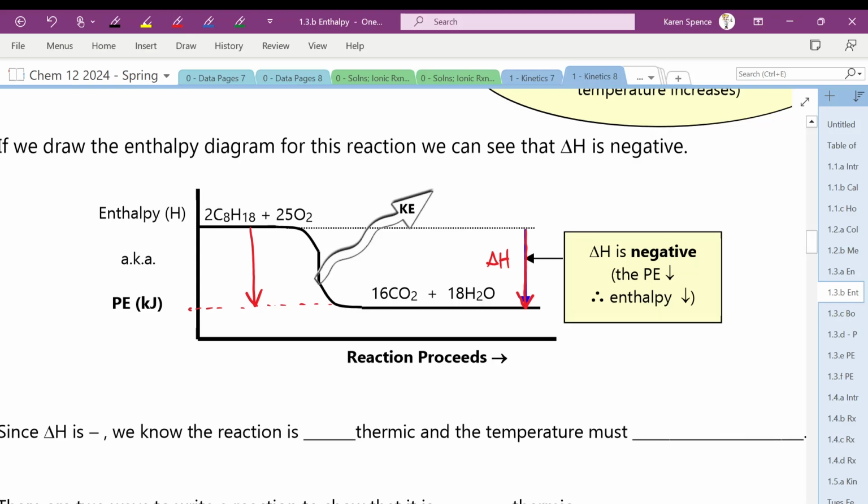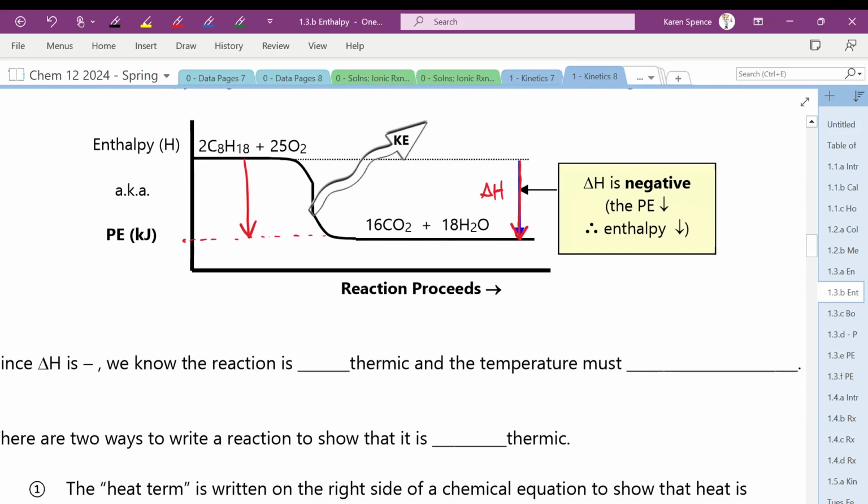Since delta H is negative, we know that the reaction is exothermic, and therefore the temperature must increase. You are never going to have to draw this wiggly kinetic energy arrow, okay? You don't have to draw this.